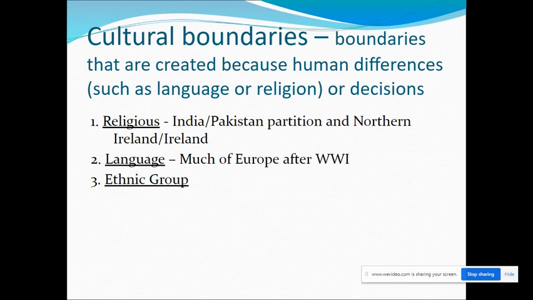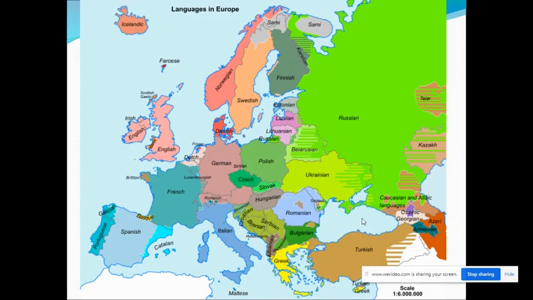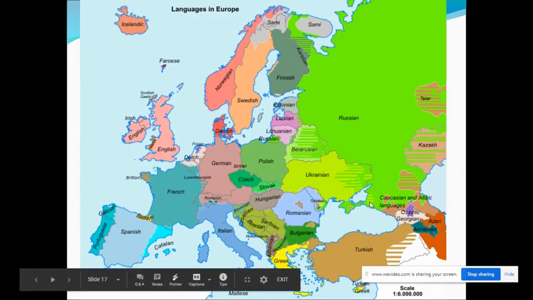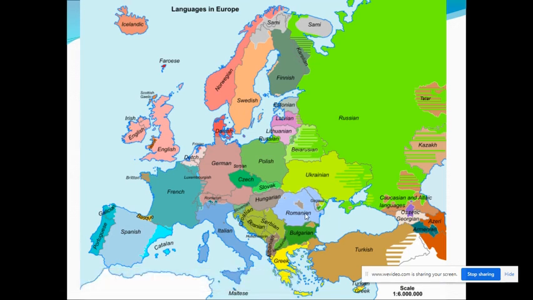And so Indians are predominantly Hindu, and in Pakistan they're predominantly Muslim. Language boundaries, so people speak different languages. It might make sense to draw a boundary between the group of people who speak German versus Polish. And then different ethnic groups, people who have the same shared history, might demand that they have their own country, and they draw boundaries around where their people live. And so, for example, a lot of the boundaries in Europe are cultural boundaries.